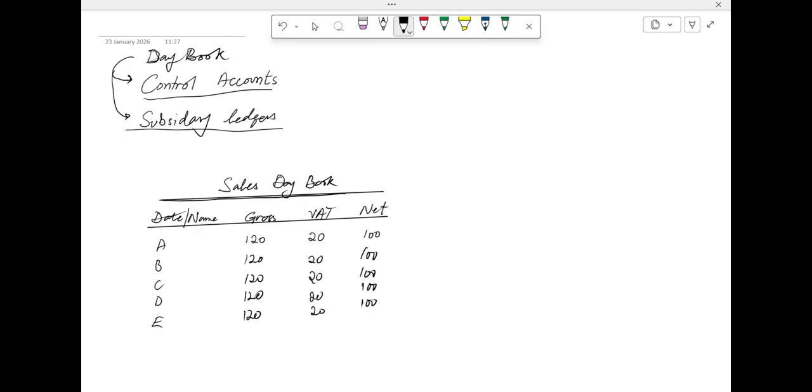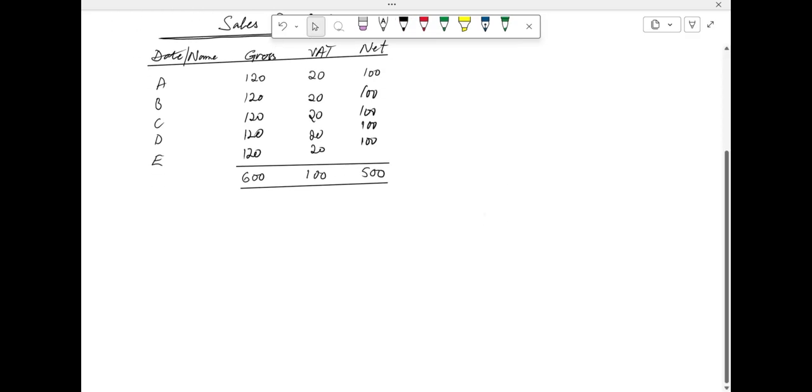Right, now I'm going to total them. And the total of the first gross column is 600. This is 100 and this is 500. So this is the sales daybook, a book of prime entry. We first record all our transactions in the book of prime entry, and with the help of the book of prime entry, the total figures are transferred into the general ledger.